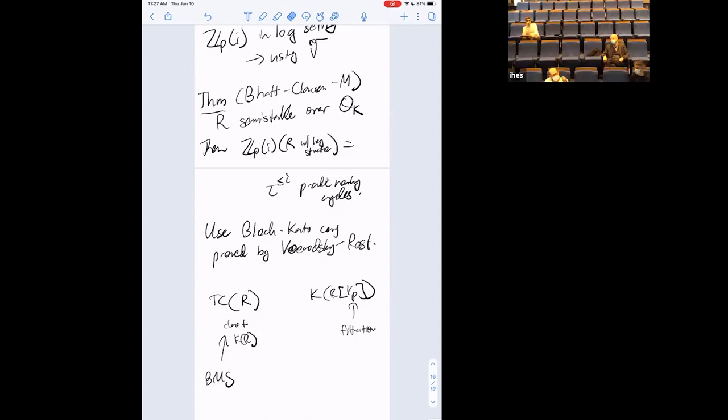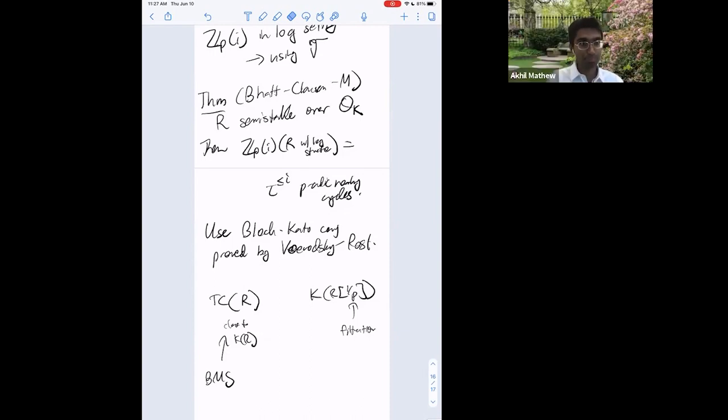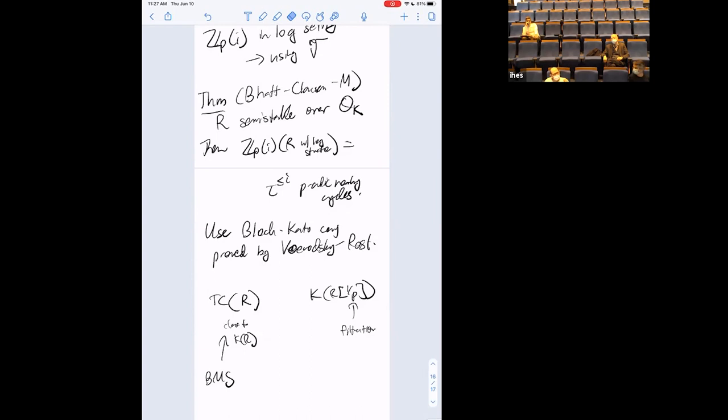But you also need K-theory results which compute the K-theory of R1/P. Yes, we need the K-theory result. Okay, you just explained that to me several years ago.